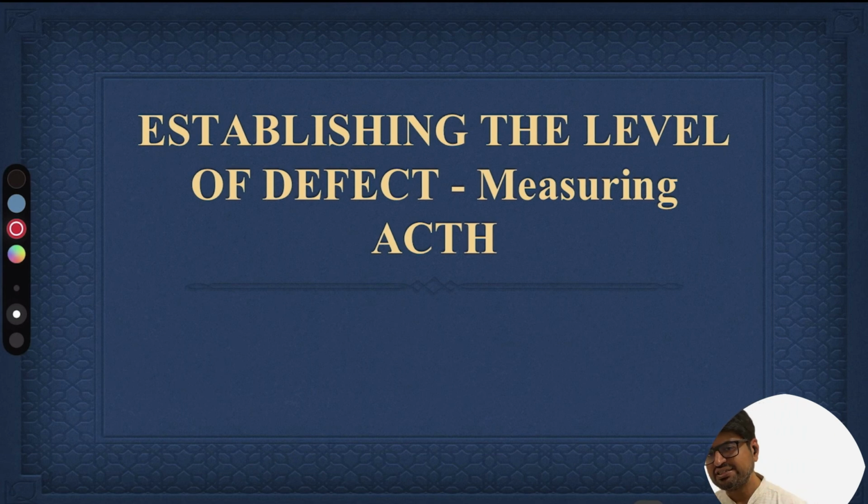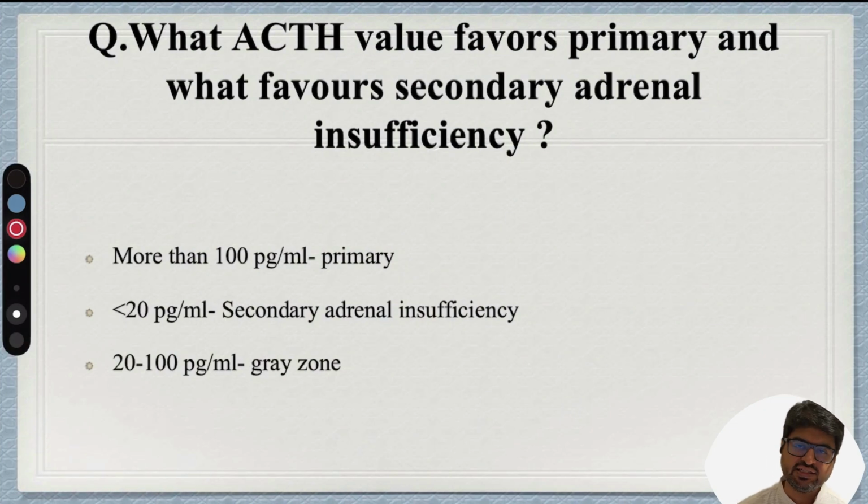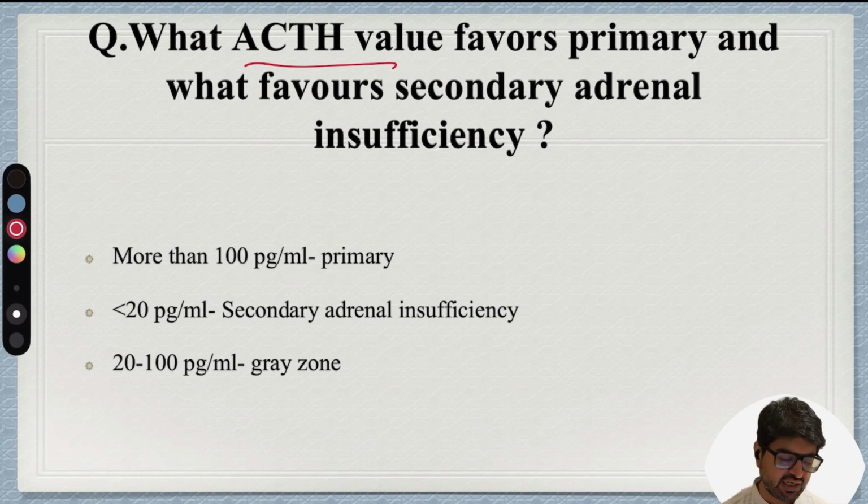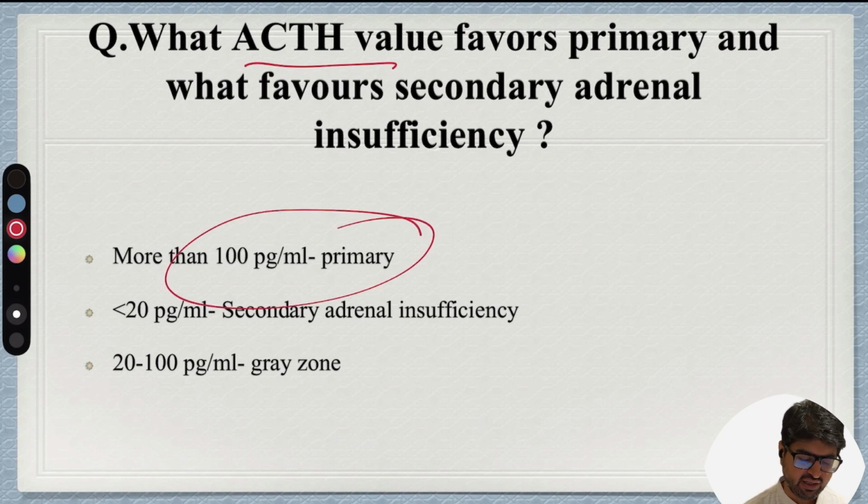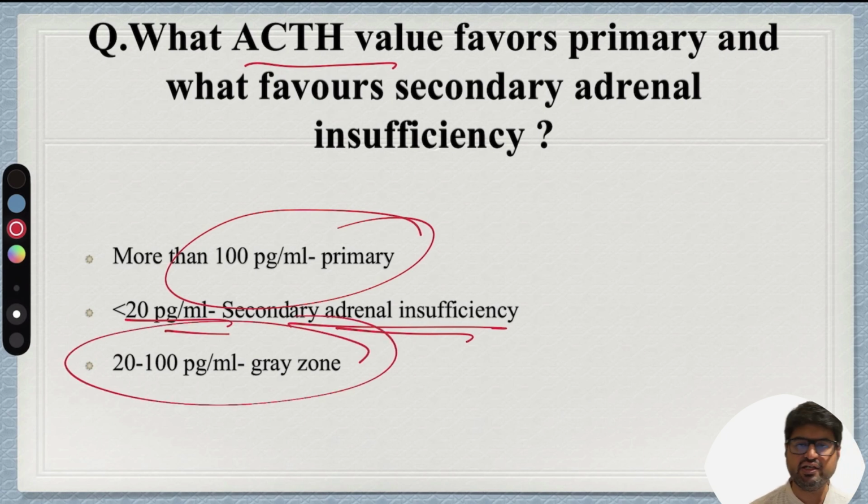Now, when you have already established that the patient has adrenal insufficiency, you want to see whether it is primary versus secondary or tertiary. In that case, something which is very useful is to do an ACTH level, right? If the morning ACTH level is more than 100, it is definitely primary. If it is less than 20, it is secondary or tertiary. If it is between 20 to 100, that is where the gray zone lies, and you may not be able to clearly recognize whether it is primary or secondary or tertiary.